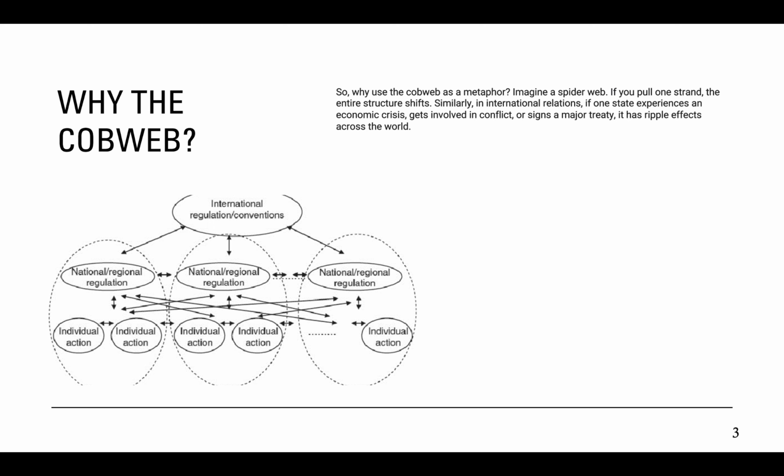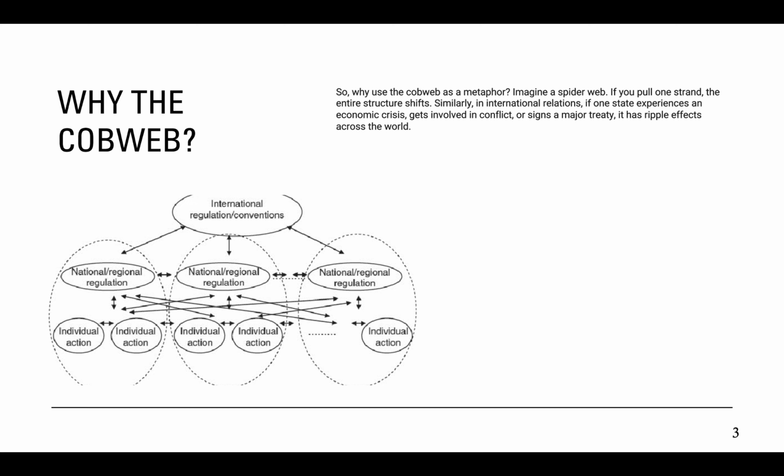So, why the Cobweb model? Imagine a spider web. If you pull one strand, the entire structure shifts. Similarly, in international relations, if one state experiences an economic crisis, gets involved in conflict, or signs a major treaty, it has ripple effects across the world. The Cobweb model is particularly useful in explaining the complexities of globalization and the rise of international institutions like the UN, WTO, and regional bodies like the European Union. These organizations help manage the interconnected threads of global politics.